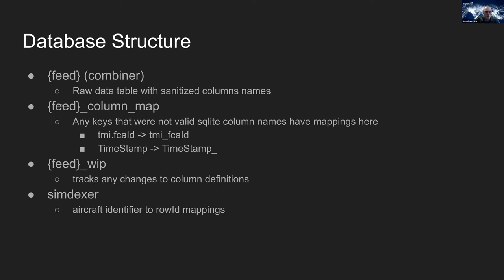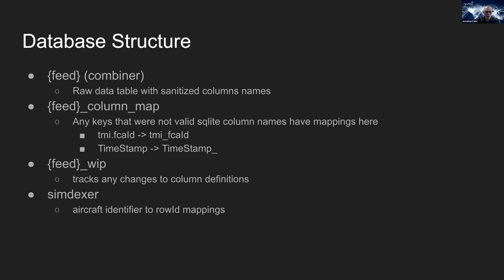There'll be a column map table named after whatever the feed name was. So I mentioned that sometimes the key names aren't going to be valid SQLite column names. So in that case we have a little bit of logic in there and we generally replace invalid stuff with underscores. Got a couple examples here: tmi.fcaid becomes TMI underscore FCAID, and this column map table will have that mapping.